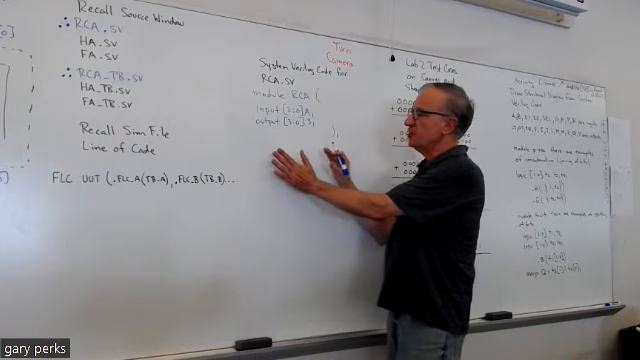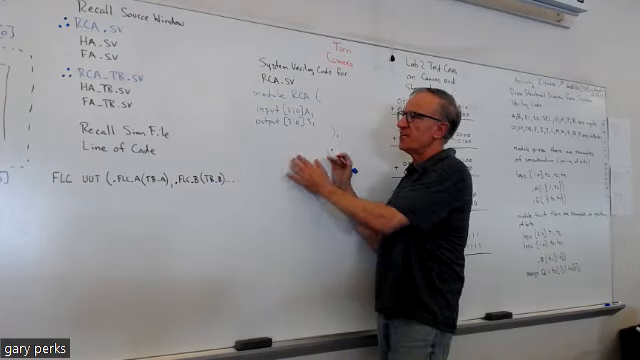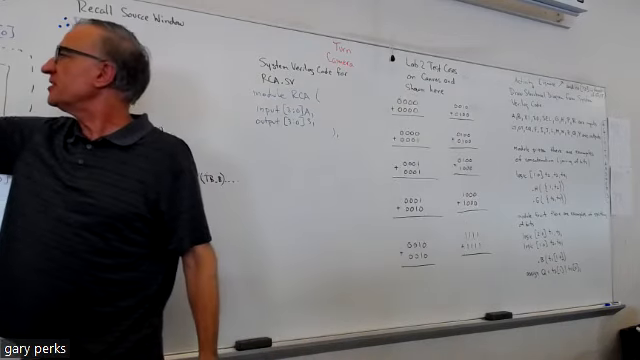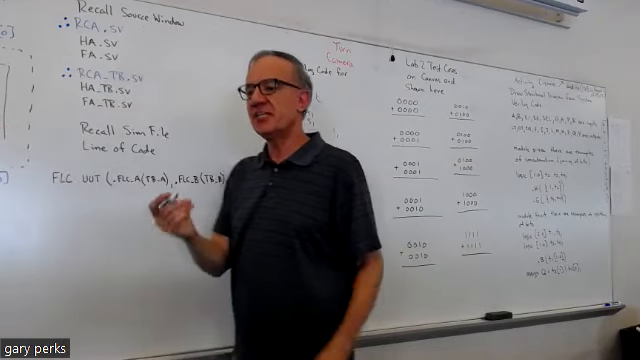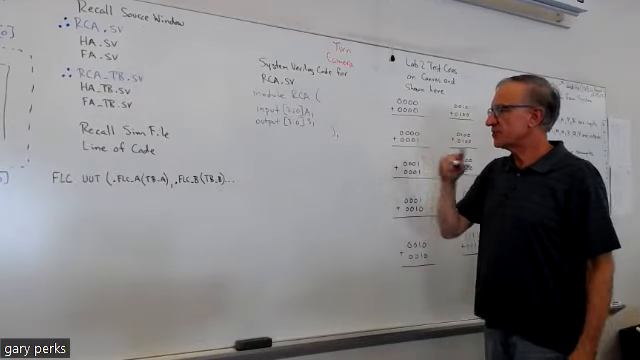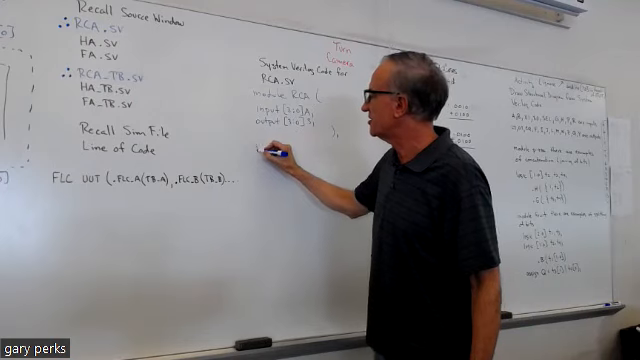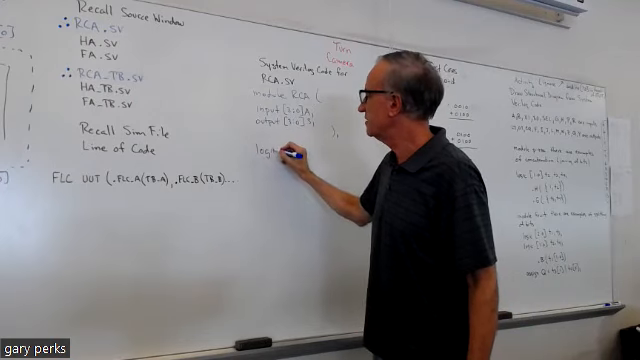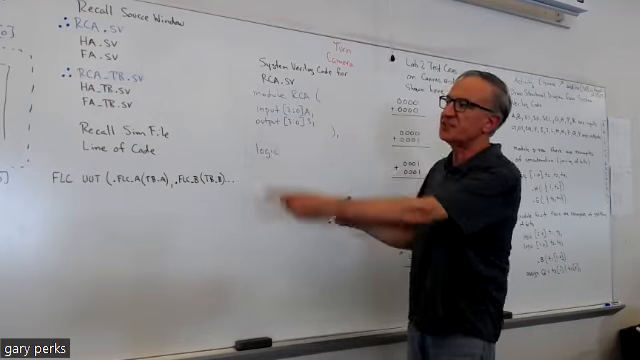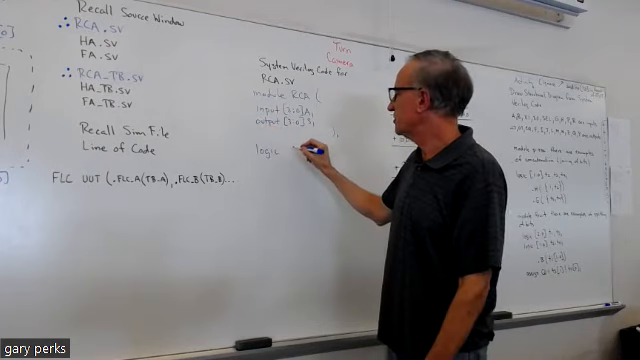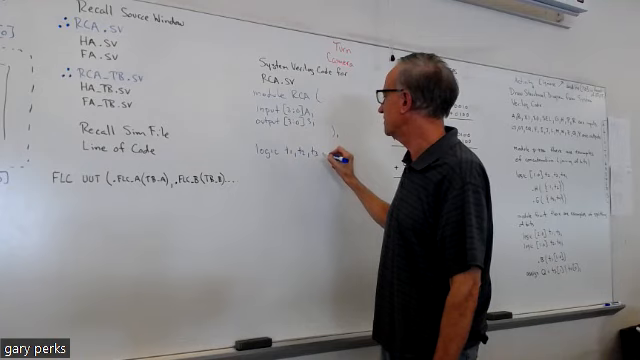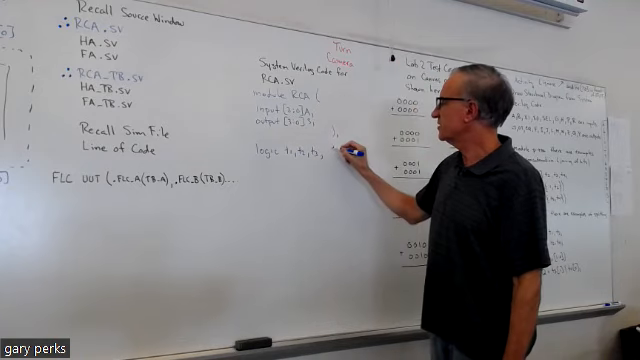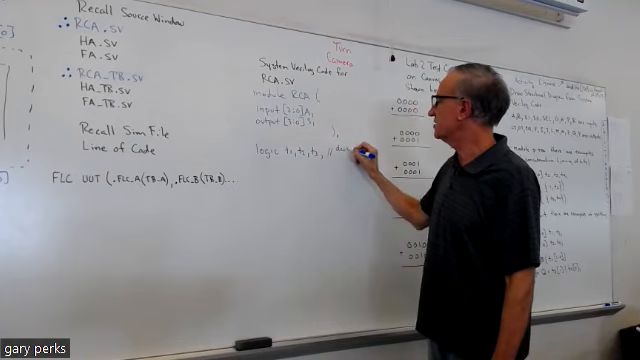The next thing you would put after you declare your inputs and outputs is to declare these internal signals, T1, T2, and T3. The way you declare internal signals is you use the word logic. And since these are single bit, you would just list them T1, T2, T3. So these declare internal signals.